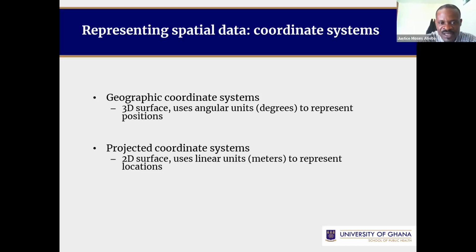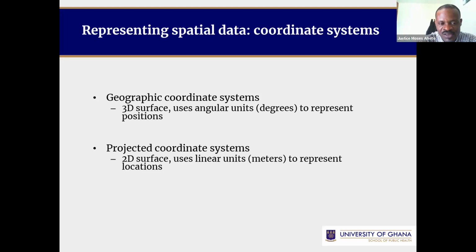First, you have the geographic coordinate systems. Traditionally, this will be the 3D surface. So if you remember the geographic data aspect, you remember what we're talking about. You can take the geographic coordinate system just like the geographic data we discussed. This is where you have it in a 3D surface, like the globe, okay? And that utilizes the angular unit, which is in degrees, to actually represent the positions on the Earth.